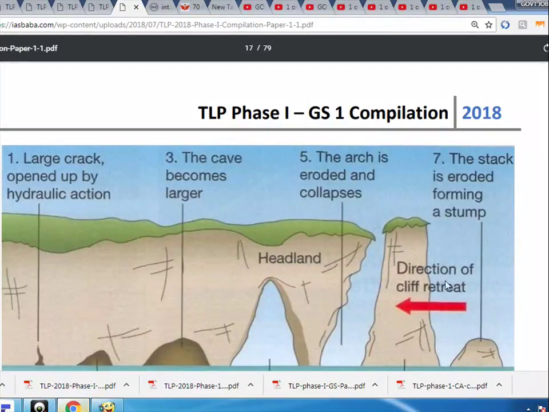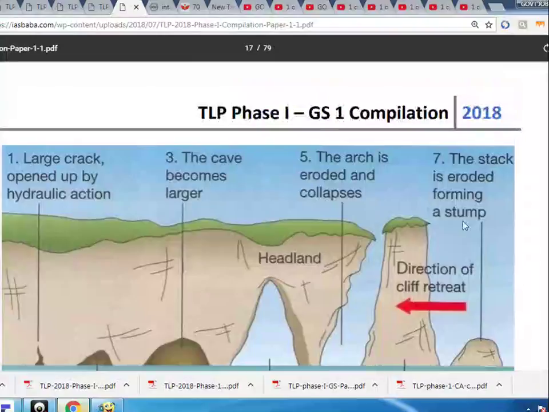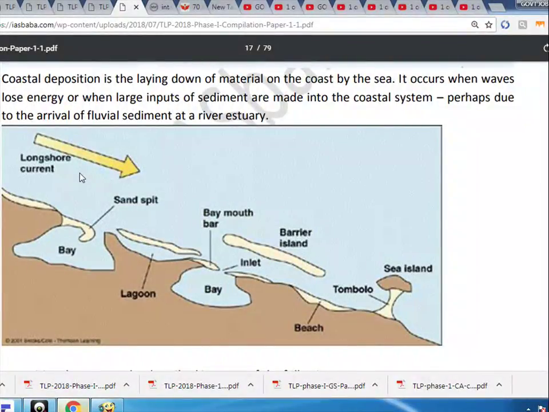Direction of cliff retreat here. Cliff retreats. Next, with these caves, a tall rock stack forms, and now this stack is eroded. And here you can see longshore current, and here different types of landforms form.